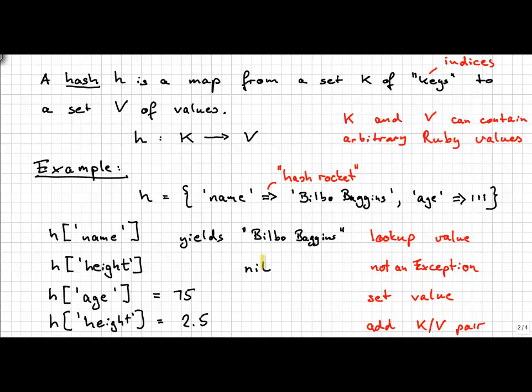And we can also set the value. So for instance, for Bilbo Baggins, let's say we want to change the age key value mapping so that it maps from age to 75. We simply perform the assignment like so. And if we want to add an additional key value pair, we can simply add the pair by creating the assignment, and that creates a mapping in the hash for this key value pair.